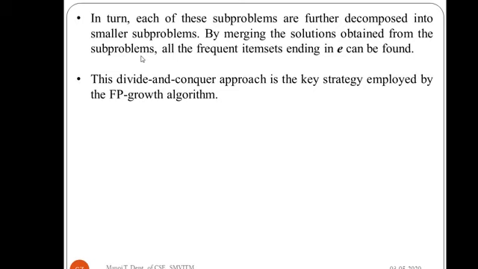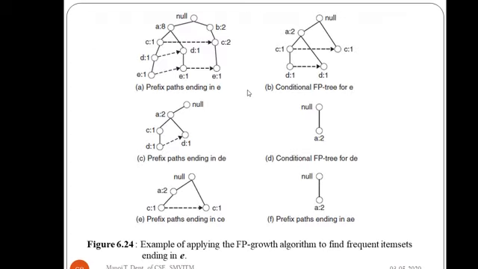In turn, each of these subproblems is further decomposed into smaller subproblems. By merging the solutions obtained from the subproblems, all the frequent item sets ending in E can be found. That is the typical divide and conquer strategy. You have a problem, you decompose it into smaller subproblems, then merge the solutions for all these smaller subproblems and get the solution for the main problem. So the divide and conquer approach is the key strategy employed by the FP growth algorithm.